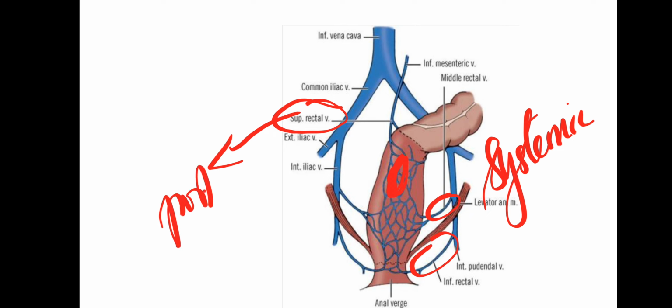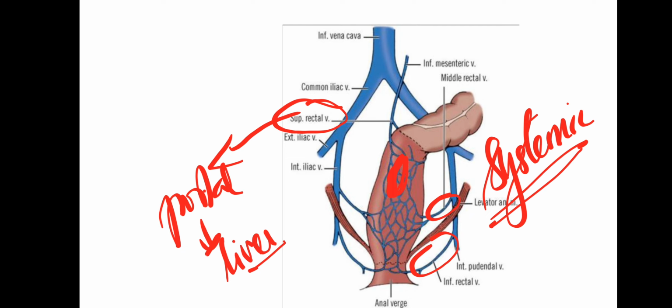But if you keep a suppository high up in the rectum, it will go into the superior rectal vein, which through the portal vein is going to go by the liver, taking a longer time and getting metabolized, most of which gets metabolized. So, anyway, rectal suppositories work faster because of these extensive plexuses.